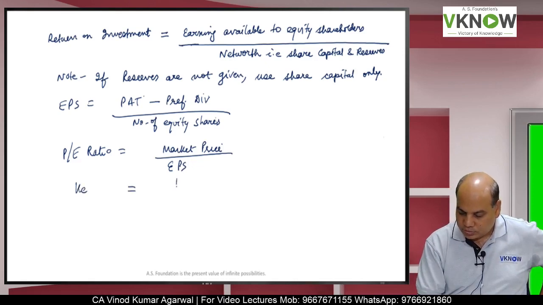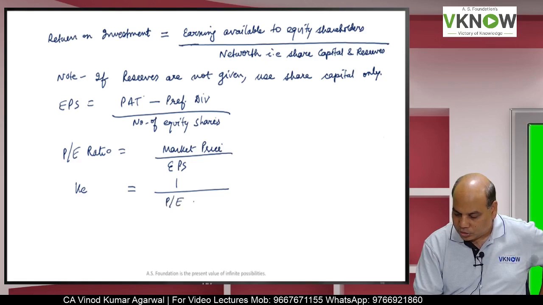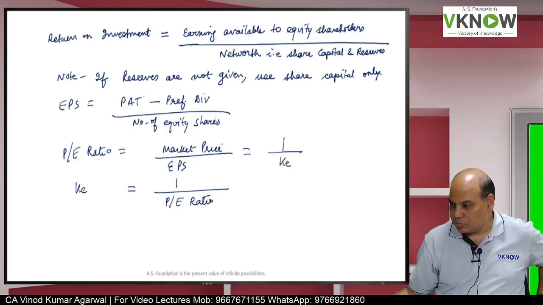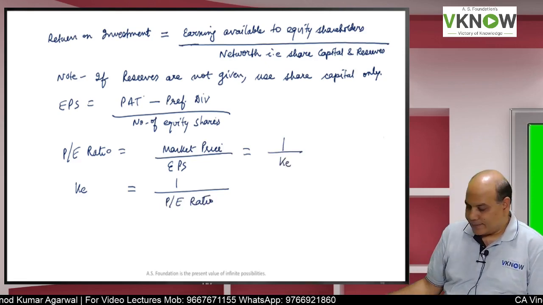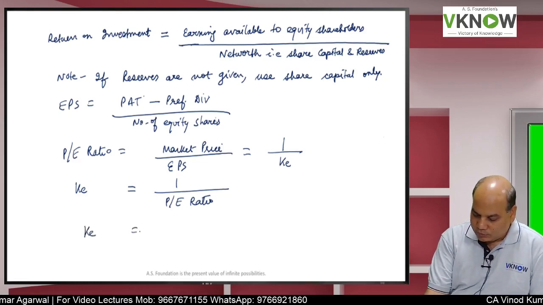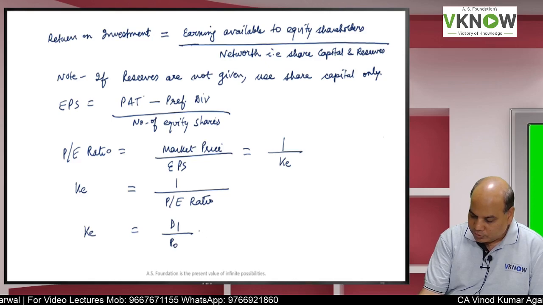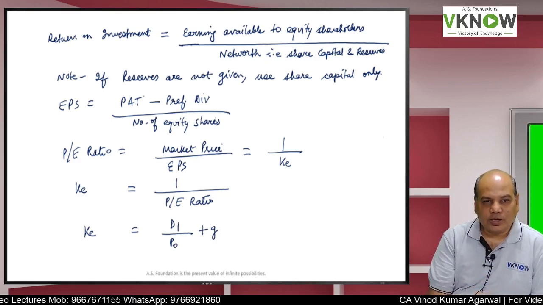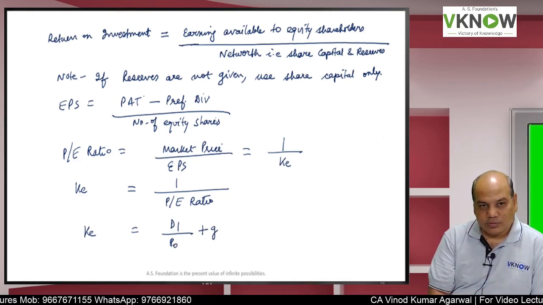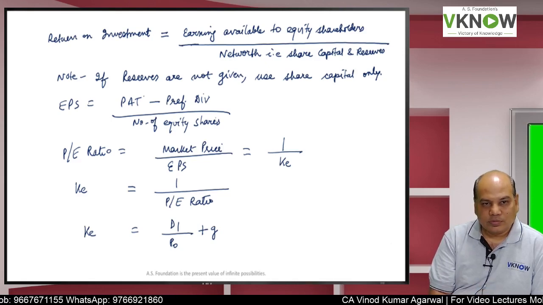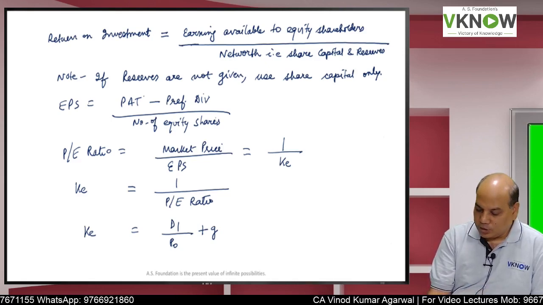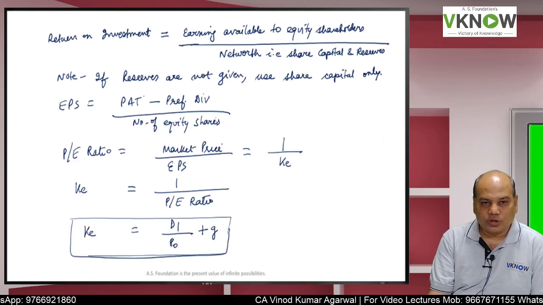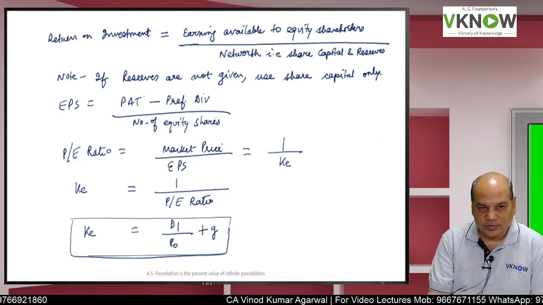Cost of equity: one formula is the reciprocal of the P/E ratio, which means the P/E ratio is 1 upon K. One more formula: K is equal to D1 upon P0 plus G. Depending upon the availability of data, if K is not given but the P/E ratio is given sometimes, take the reciprocal of the P/E ratio, or you can calculate using this formula, then you can compute the cost of equity using the second formula also. Is it right? Say yes.